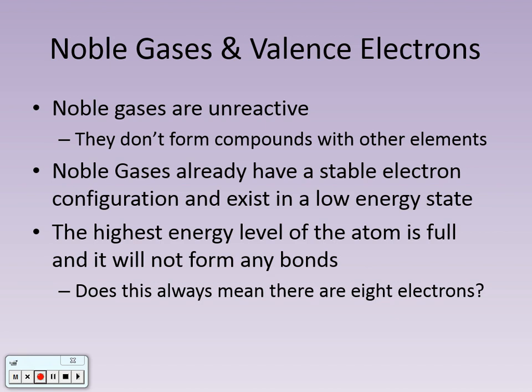So question, does this always mean that there are 8 valence electrons? Do all noble gases have 8 valence electrons? The first noble gas in your periodic table is what? Helium. Okay? Helium only has 2, but that's stable for those small atoms, right?